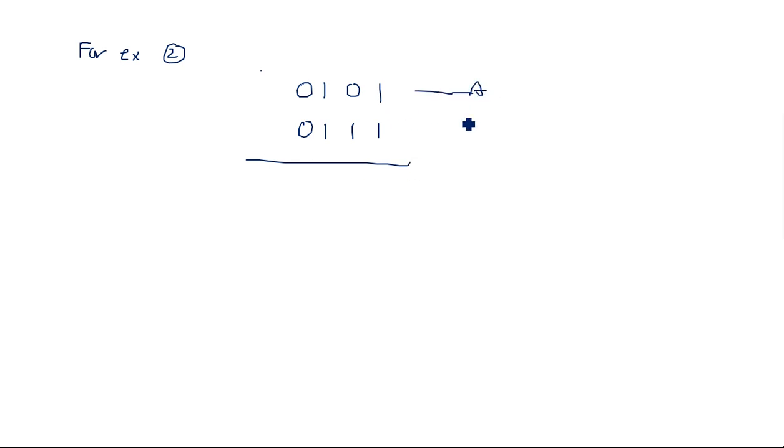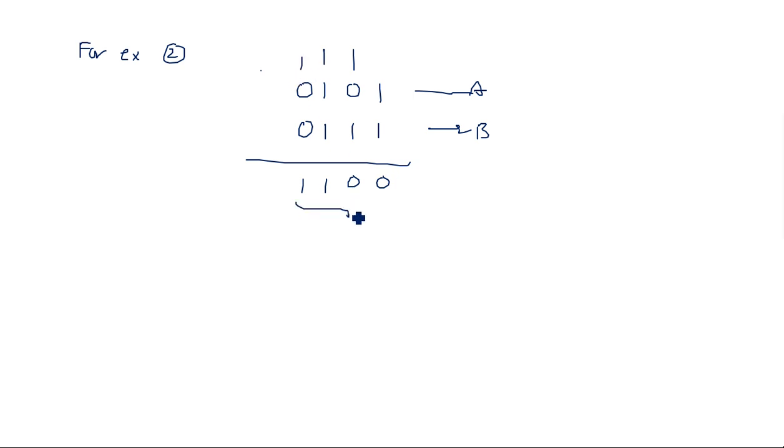Okay, suppose another example. For example, second example, the sum should be greater than 9. Let us consider 5 and 7. A is 5, which is 0101, and B is 7, which is 0111. So we add 0101 and 0111.